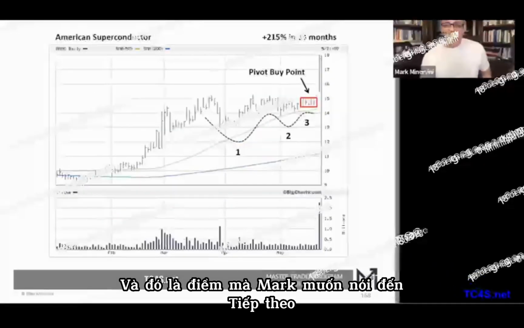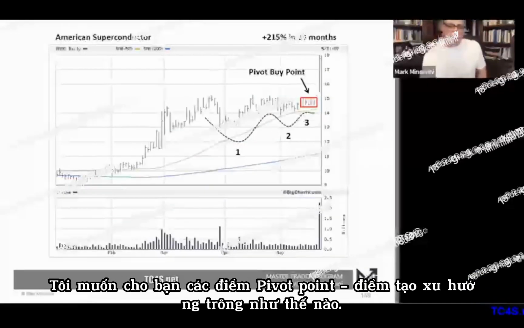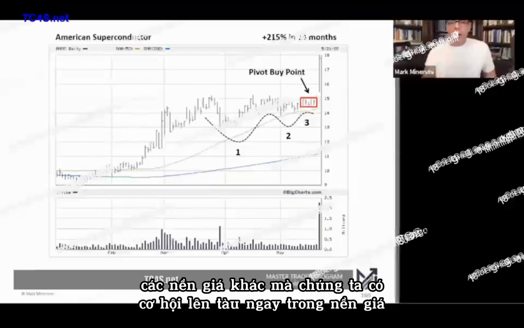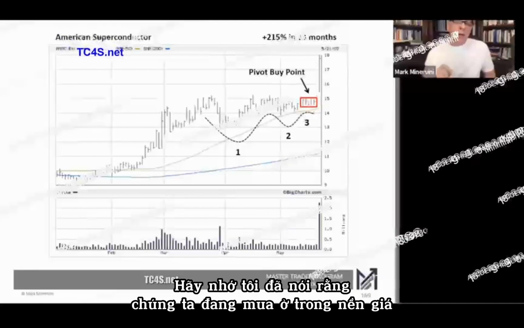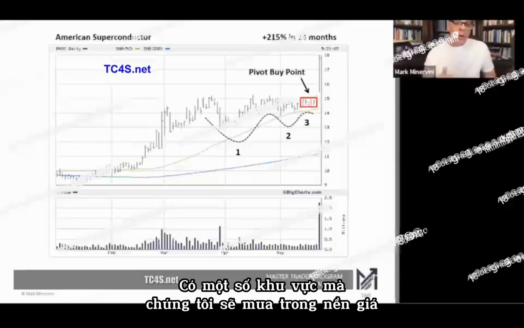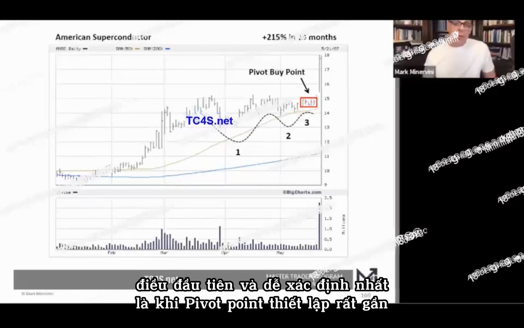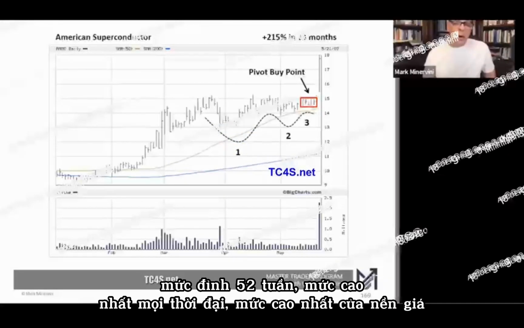Let me move on. I want to show you what these pivot points look like, and then we're going to show you the different floors that we have opportunities to get on board within the base. Remember, I said that we're buying within the base. There are a number of areas that we will buy within the base, and I'm going to show you those. But the first and the easiest to identify is when the pivot point sets up very close to the 52-week high, or the all-time high, or the high of the base.